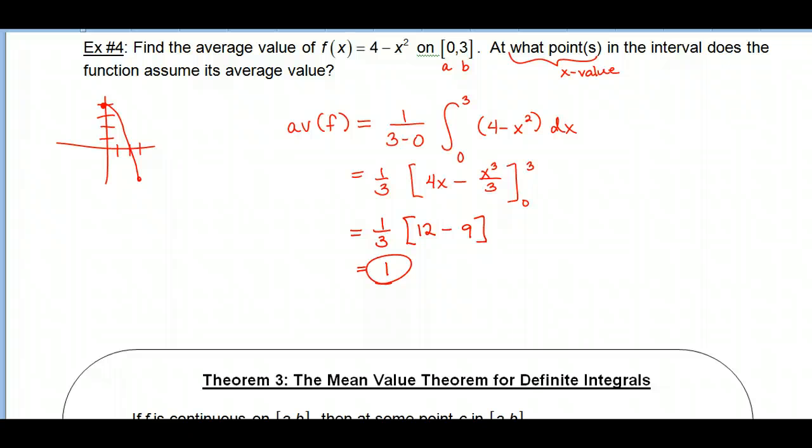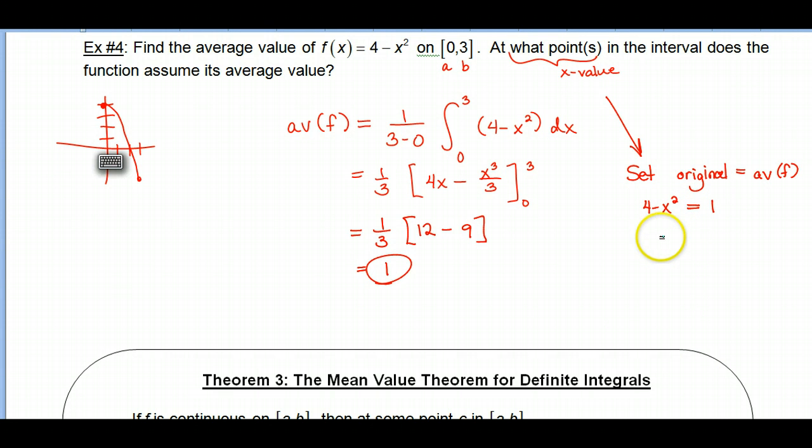And then the second part is at what point. So basically, what is the x value when my average y value is 1? Plug it back into the original. Set the original equal to the average value. So I have 4 minus x squared equal to 1. So basically I get x squared is equal to 3.